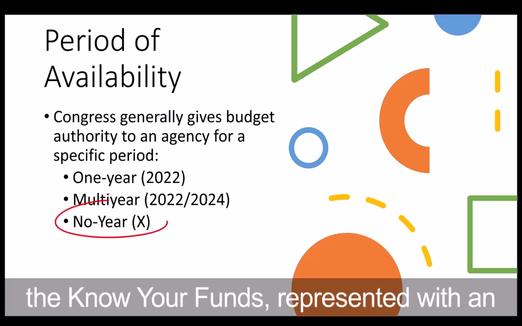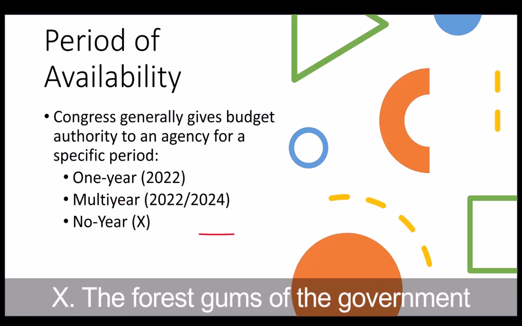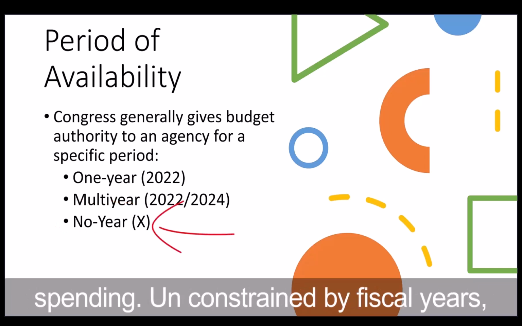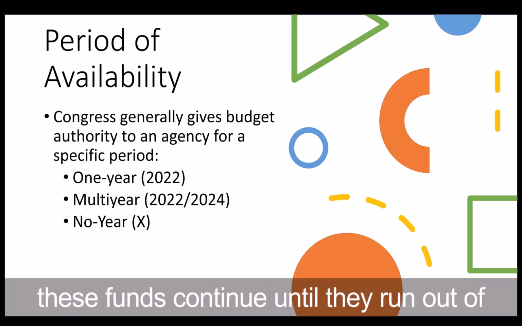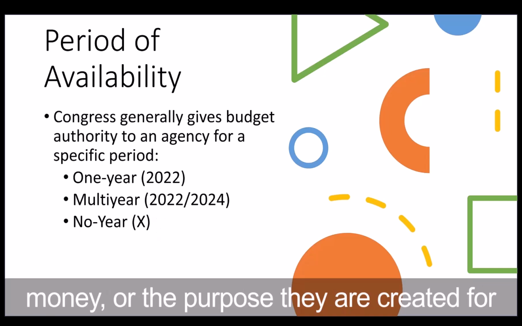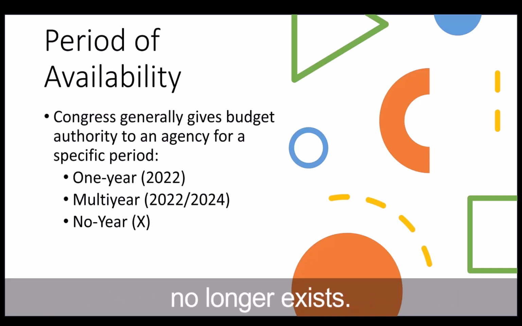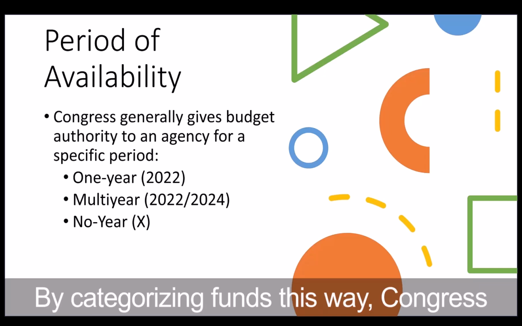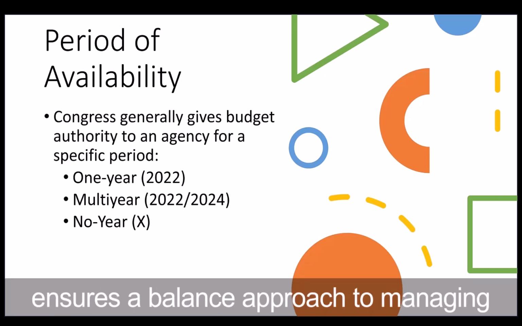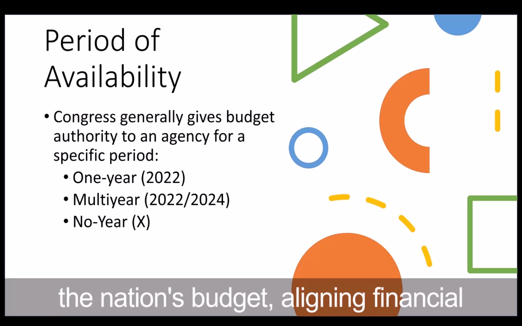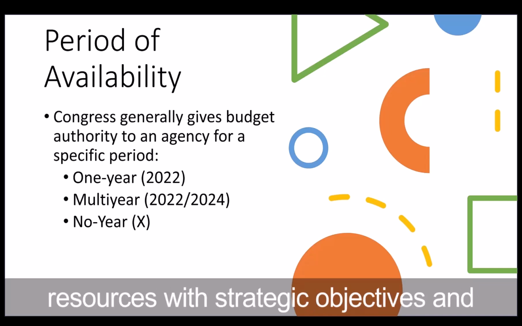Lastly, we encounter the no-year funds, represented with an X. The Forrest Gumps of government spending. Unconstrained by fiscal years, these funds continue until they run out of money or the purpose they were created for no longer exists. By categorizing funds this way, Congress ensures a balanced approach to managing the nation's budget, aligning financial resources with strategic objectives and timelines.